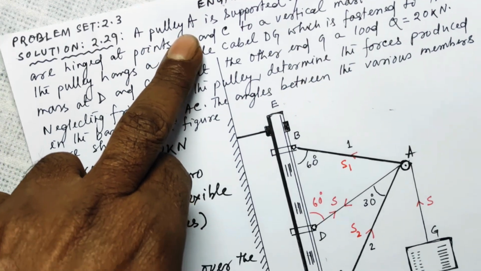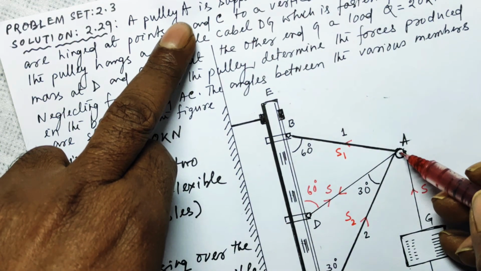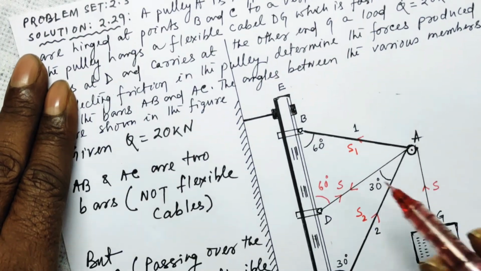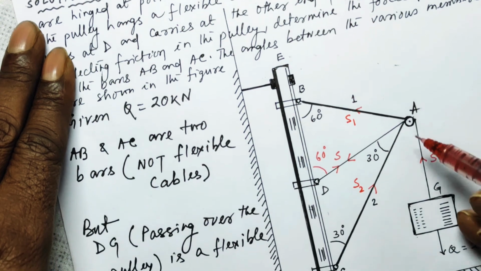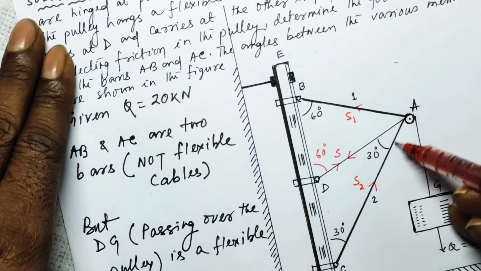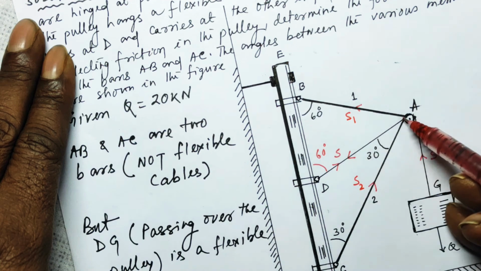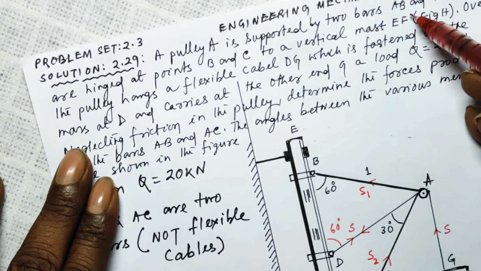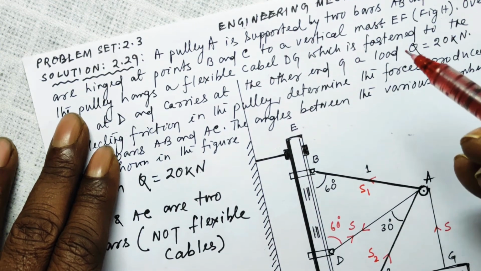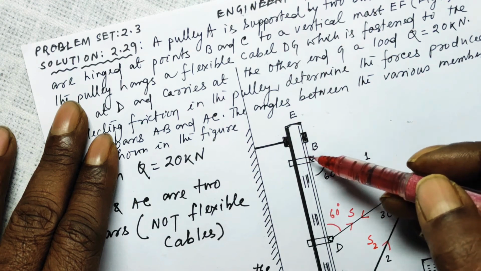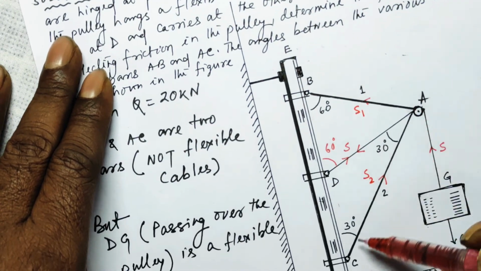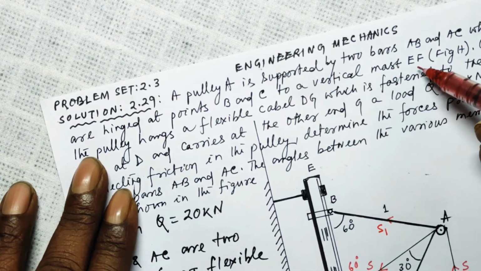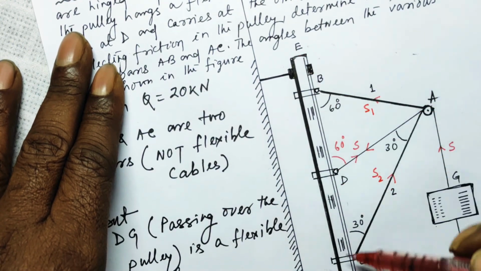A pulley A is supported by two bars, AB and AC. I have shown them with a darker line as compared to this line. The two bars AB and AC are hinged at points B and C. This bar AB is connected to the mast at B, and this bar AC is connected to the vertical mast at C. This is EF, your vertical mast.